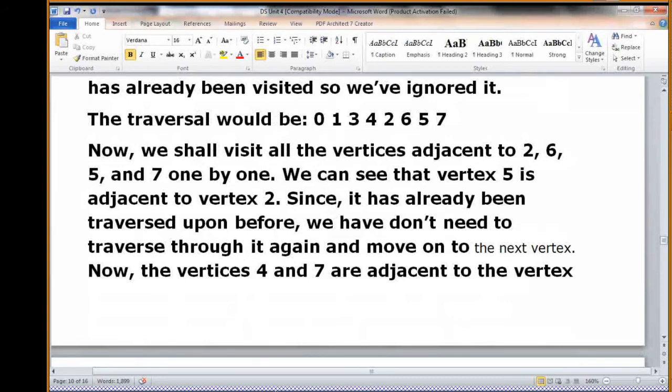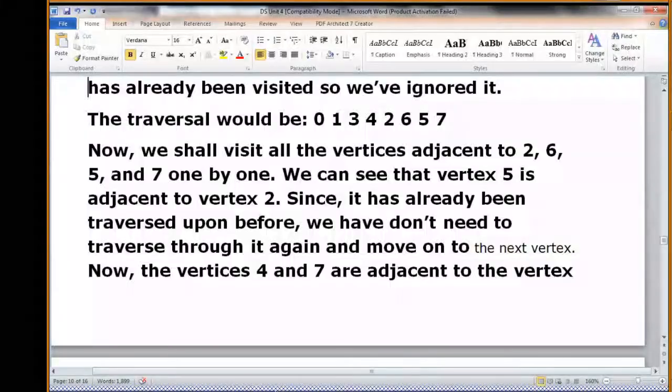Like that, you have to check in the same order. 0, 1, 3, 4 first. The adjacent vertices of 0 you visited, the adjacent vertices of 1 you visited, next the adjacents of 3, next the adjacents of 4. After that the adjacent vertices of 2, then 6, then 5, then 7. The same order which you selected, you have to follow. This is the main important point to underline.